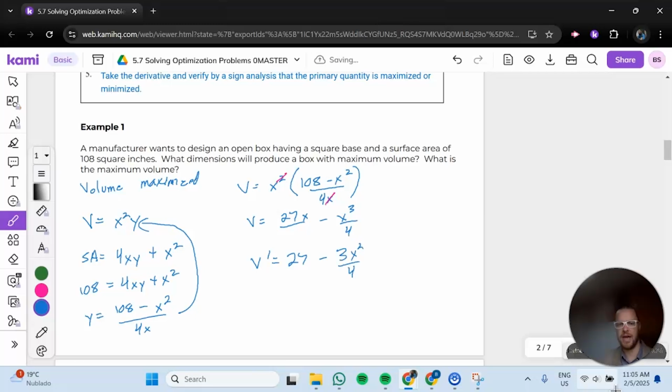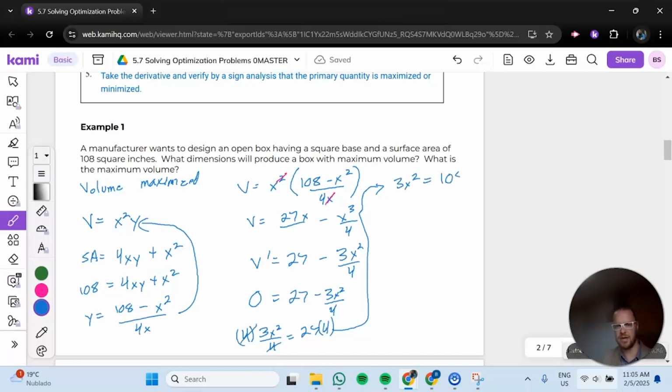Okay, now again, we're trying to maximize, so we need a critical point. So we make it equal to 0. 27 minus 3x squared over 4, we can move that over. So we get 3x squared over 4 is equal to 27. And then we just start working out the steps to get rid of that. So we're going to multiply both sides by 4. And so we'll get 3x squared equals back to 108.